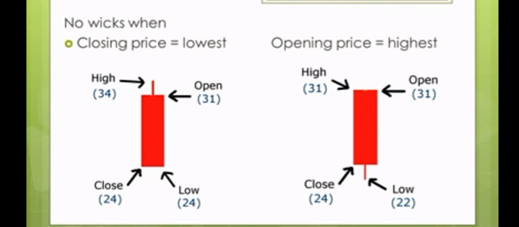For bar charts, it is similar. If the closing price is also the lowest price, there will be no line at the bottom protruding out. And if the opening price is also the highest price, there will be no line at the top of the bar protruding out.